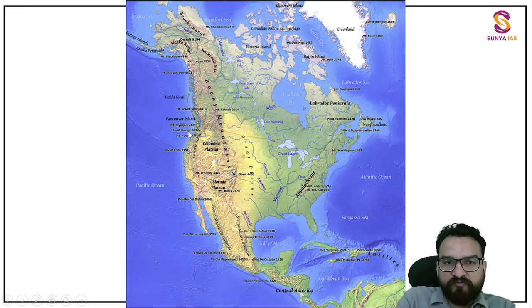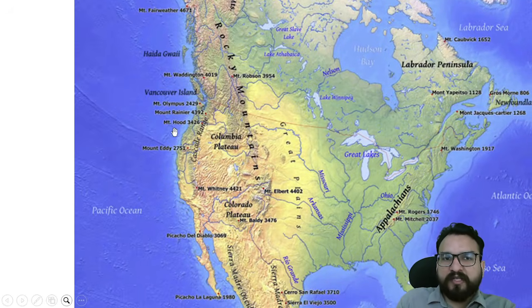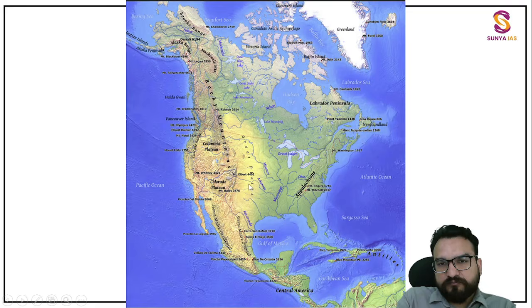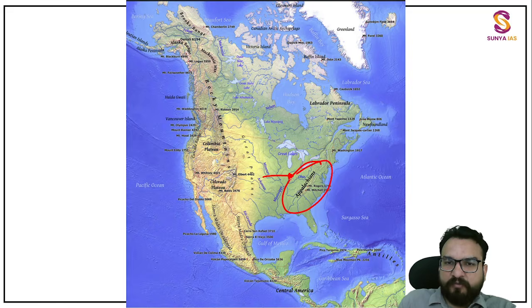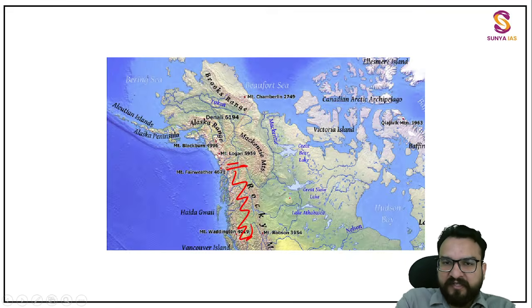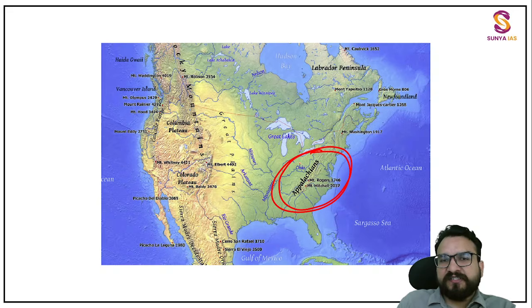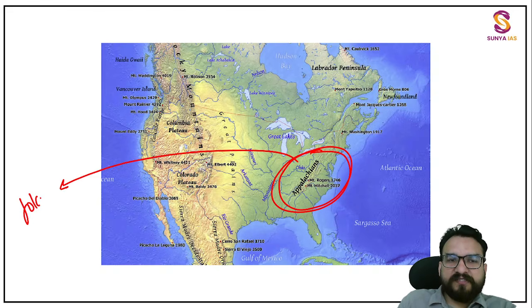Now there are a lot of mountains highlighted over here. No need to do that, guys. Whatever I have told you is more than enough. Now this is the western side. Now I'll be showing you the eastern side. When you go to the eastern side, you will find the very important Appalachians. These are the Appalachian mountains, guys. Appalachians are again fold mountains. Yes, these are fold, but these are old fold mountains.